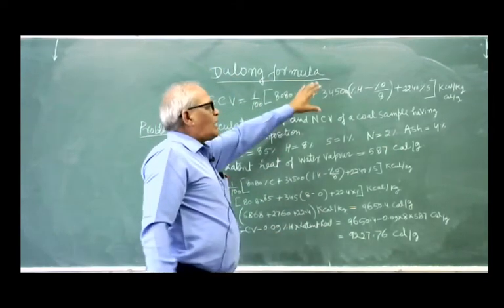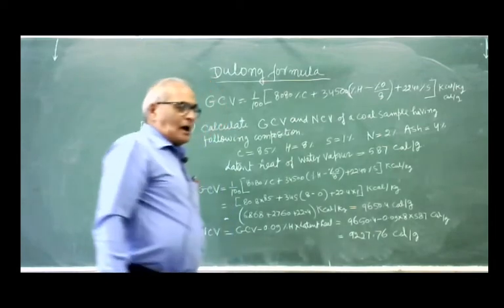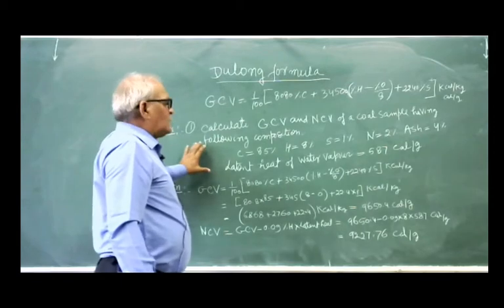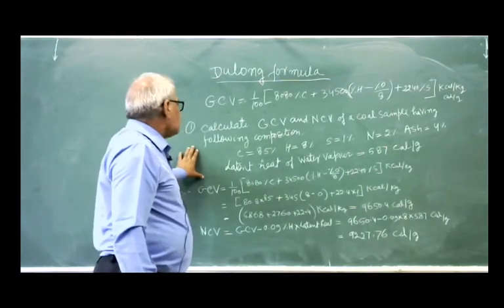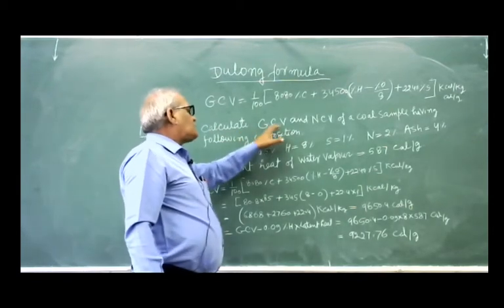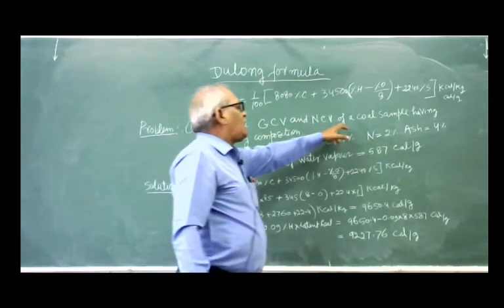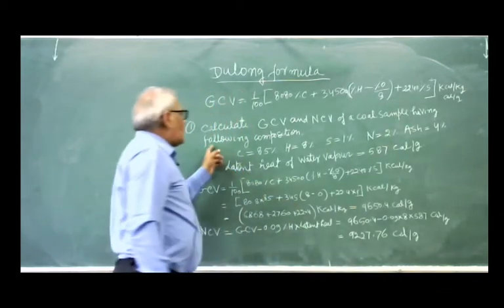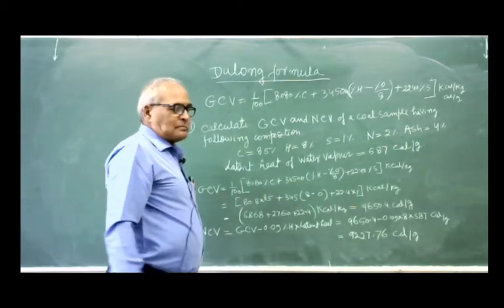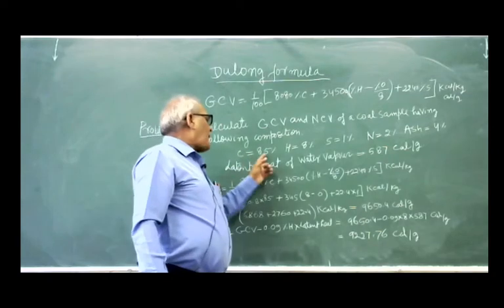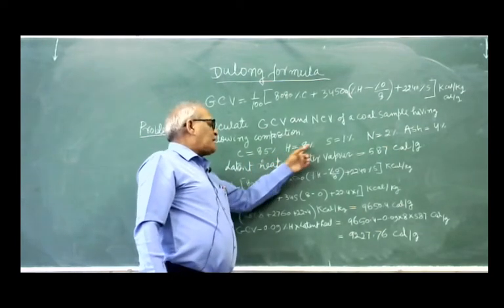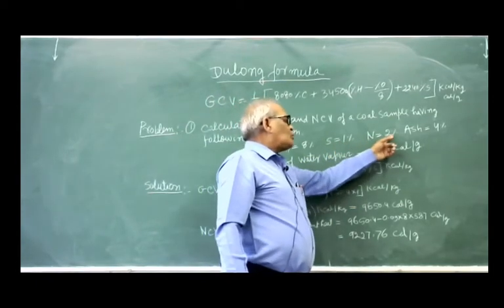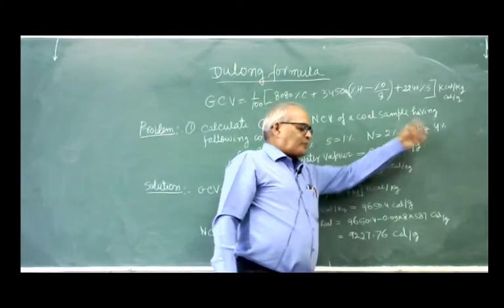So for theoretical calculation of the gross calorific value and net calorific value, we apply Dulong formula, and this is the Dulong formula. Just take the example. There is a numerical problem. Calculate GCV and NCV of a coal sample having following composition: carbon 85%, hydrogen 8%, sulfur 1%, nitrogen 2%, ash 4%.